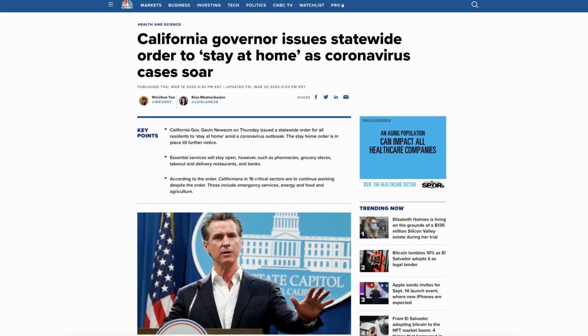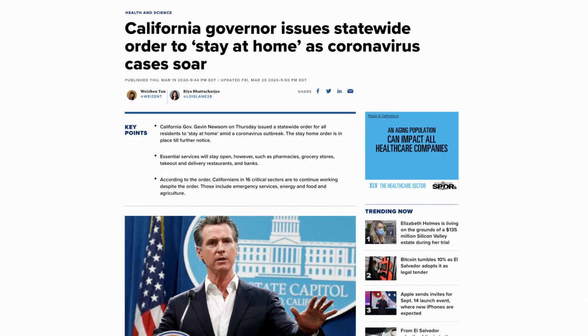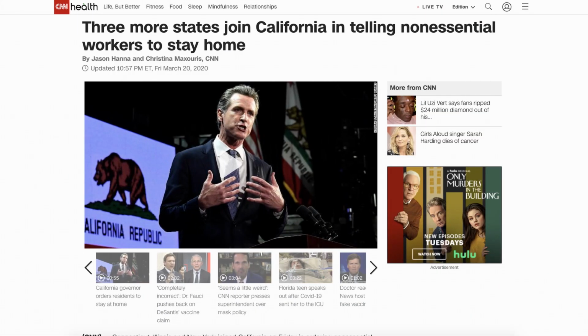He was the first governor in the United States to close all of the businesses and also require a stay-at-home order for citizens. This then led to an entire wave of closures throughout the United States, and that also started to trickle throughout the rest of the world.